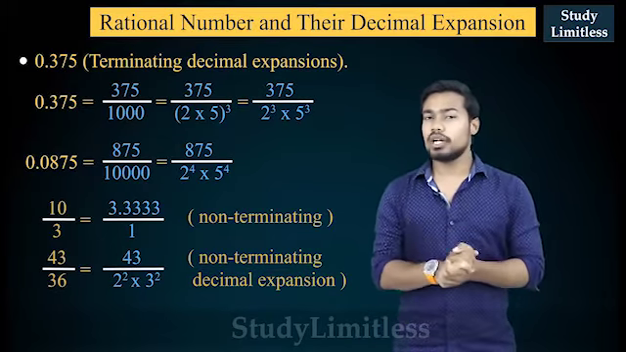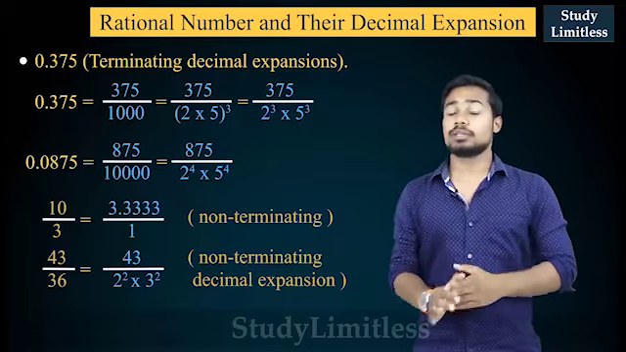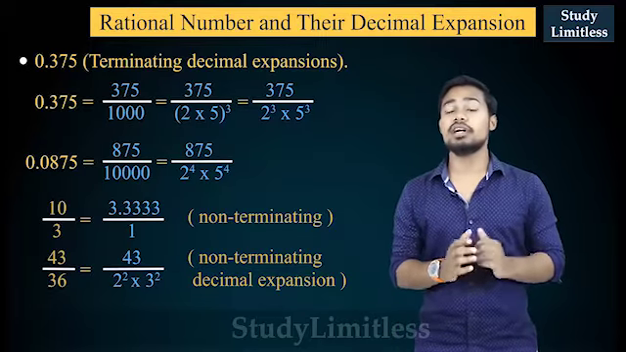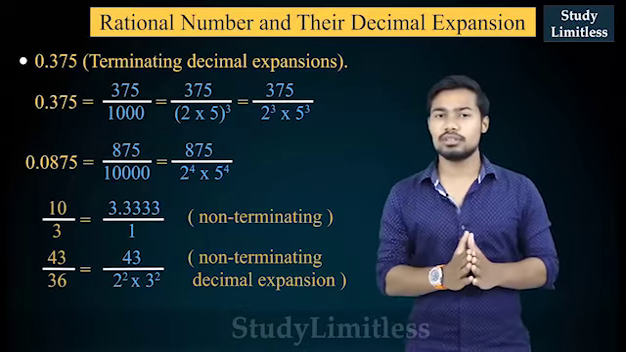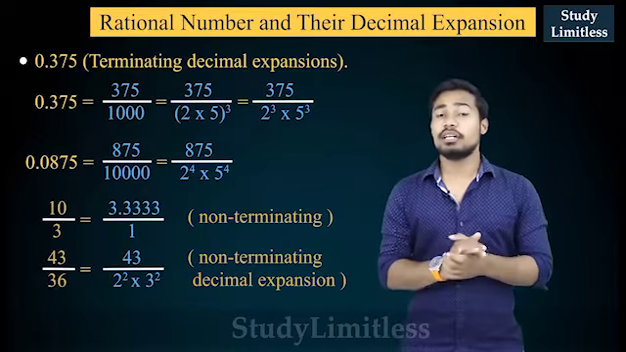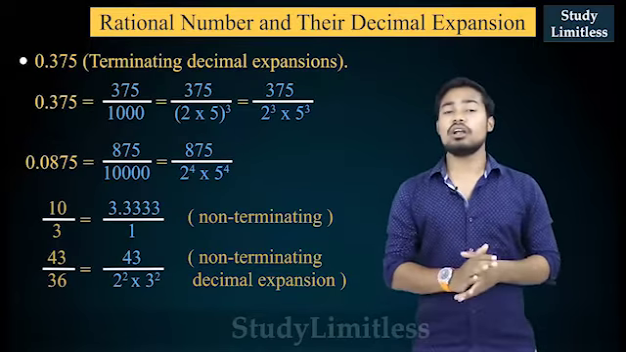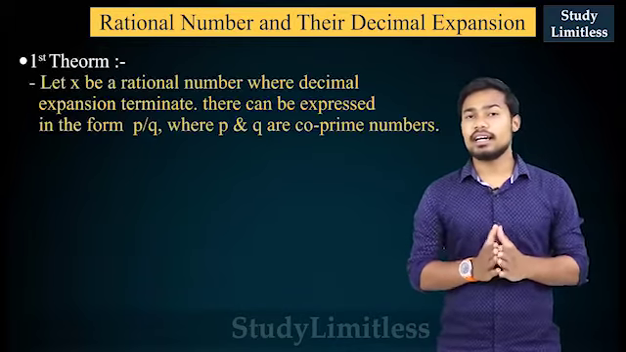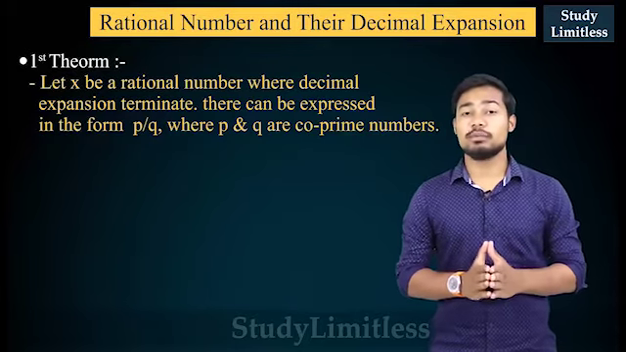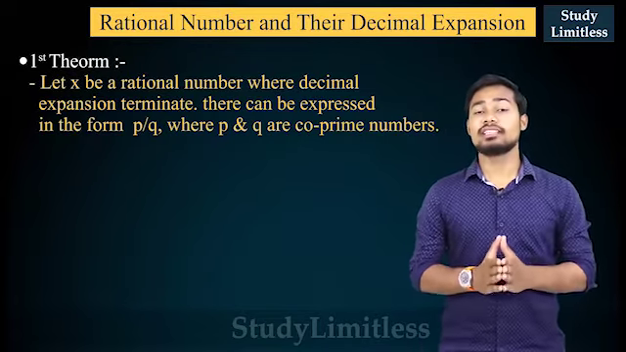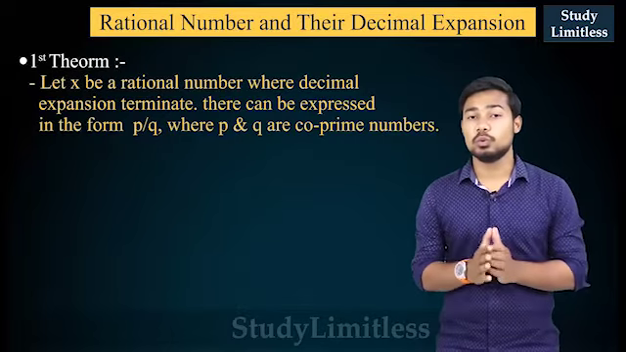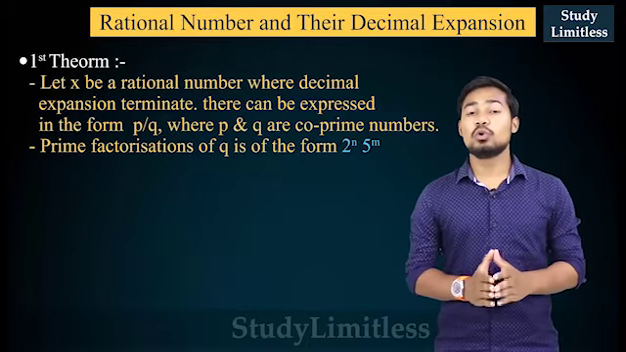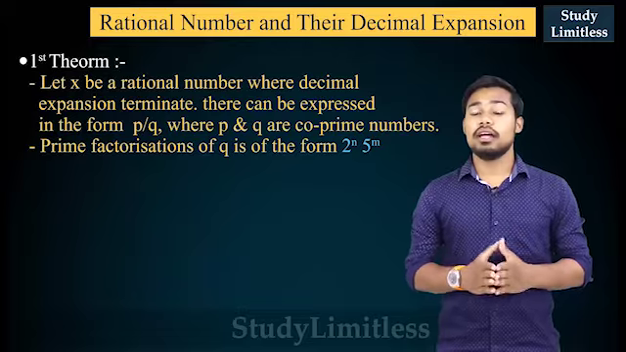So here we have two types of example. In the first example, the decimal expansion was terminating, and in the second type of example, the decimal expansion was non-terminating but recurring. Here we have three theorems to identify if the decimal expansion is terminating or non-terminating and recurring. So here we have the first theorem which says let x be a rational number whose decimal expansion terminates. Then x can be expressed in the form of p by q, where p and q are co-prime numbers and the prime factorization of q is of the form 2 to the power n into 5 to the power m.